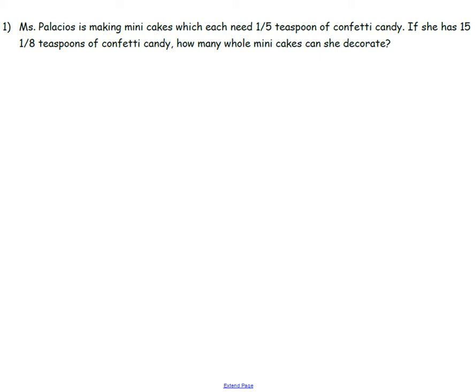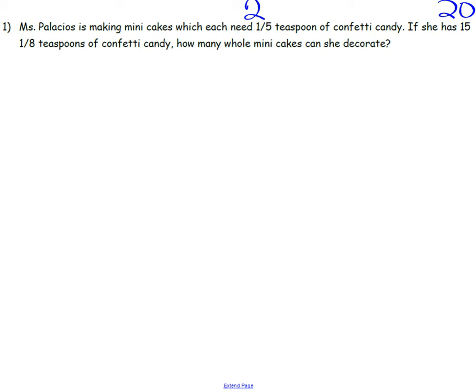So each one takes 1/5 of a teaspoon. She has 15 1/8 teaspoons total. How many can she decorate? If you're not sure what to do, because these numbers are kind of terrible fractions and mixed numbers, let's ignore those for a second and put in some whole numbers that we can work with. So what if we said it took 2 teaspoons each and we had a total of, I don't know, 20 teaspoons? How many could she make?